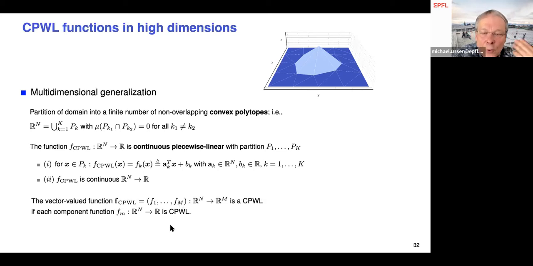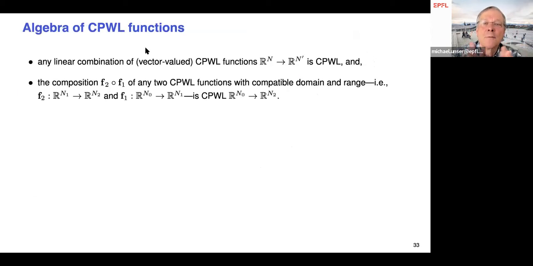And now, if you want a vector-valued continuous piecewise linear function, of course, every one of those components must be continuous piecewise linear. Now, there's something really fantastic with those continuous piecewise linear functions because they form an algebra. So every linear combination of those is continuous piecewise linear, which is obvious. But what is a little less obvious and super powerful is that if you compose them like in a neural network, the composition of any two continuous piecewise linear functions with compatible domain and range is actually continuous piecewise linear.